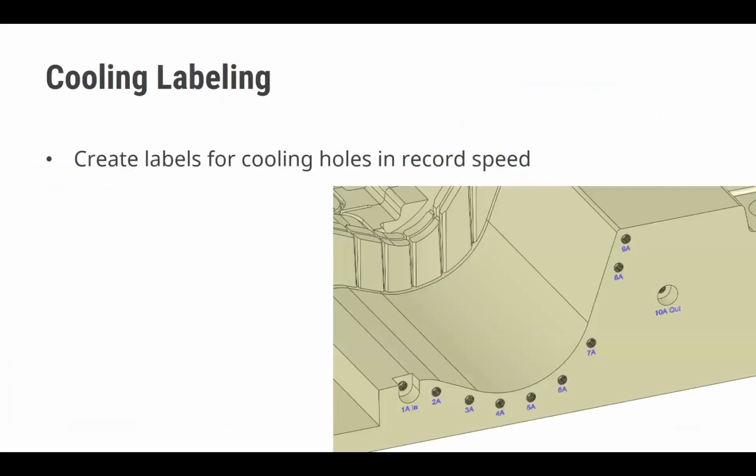Last item on the cooling issue is the cooling labeling. So next to each cooling hole, we would like to put in a label or a number or letter or combination that marks it, so that when we assemble the mold and we need to plug in the hoses, they will be plugged to the right hole. And so we developed a tool that does that in record time. Let me show you what it looks like.